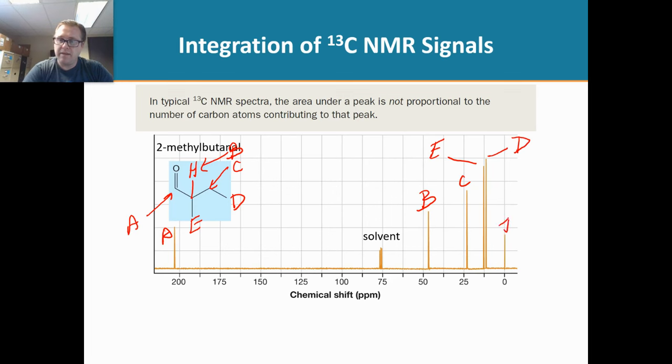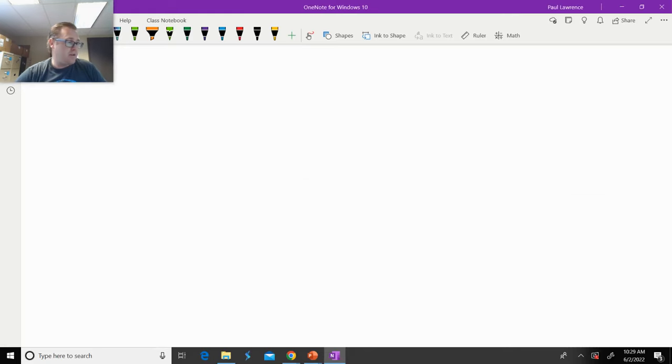And that right there is TMS, and that is our solvent, so we don't have to worry about that. So as you see the process here of identifying the signals and matching them to the molecule, we follow the same principles as in proton NMR. Okay. Now, I want to do another example with you. What if we had a molecule that looked like this?